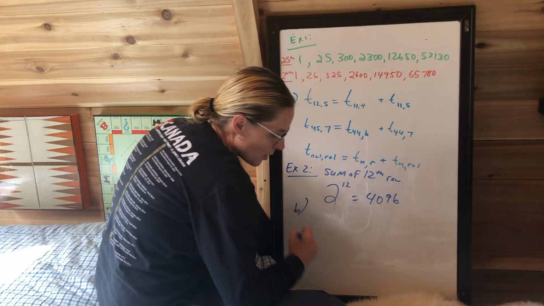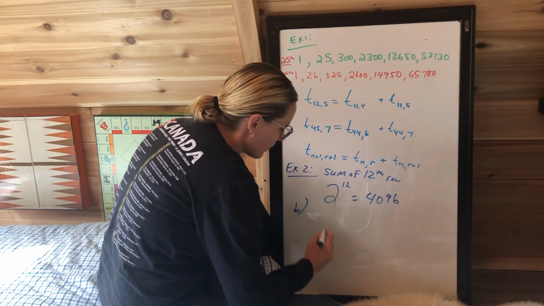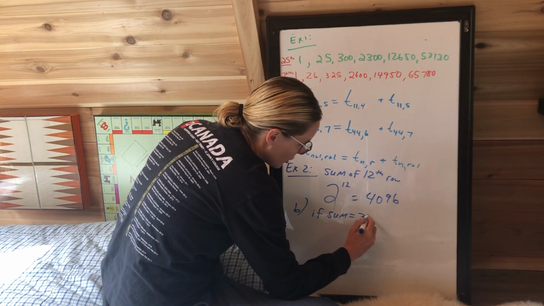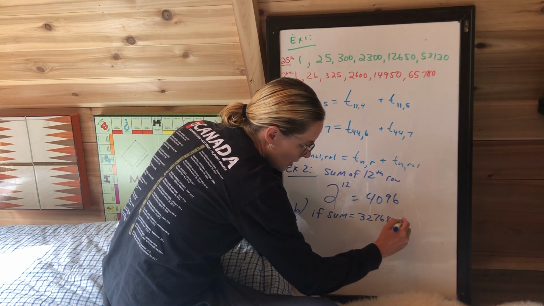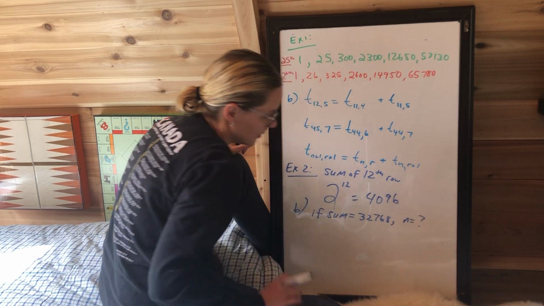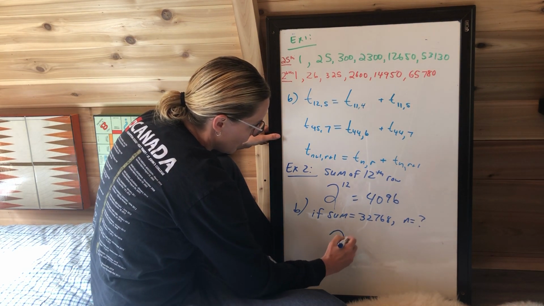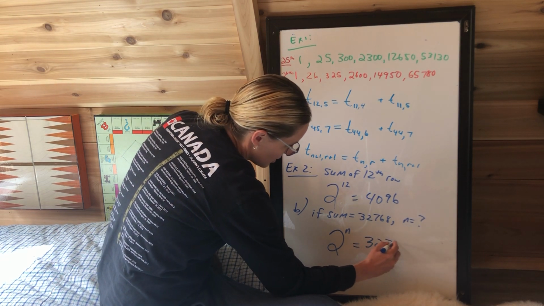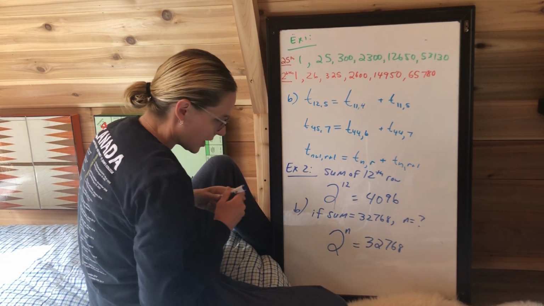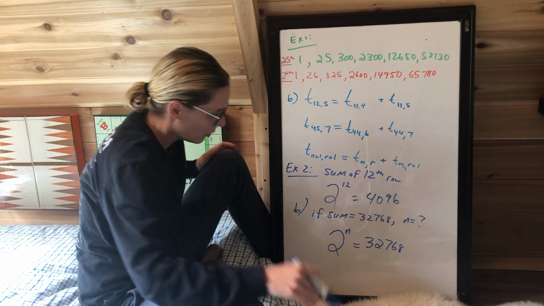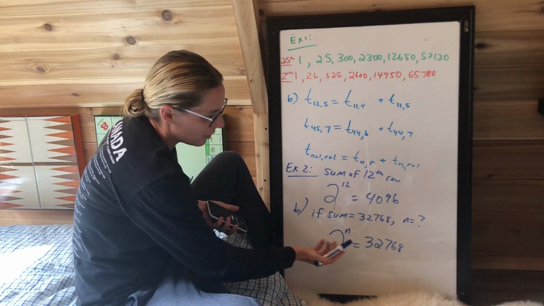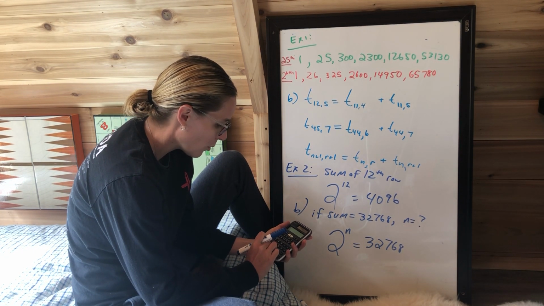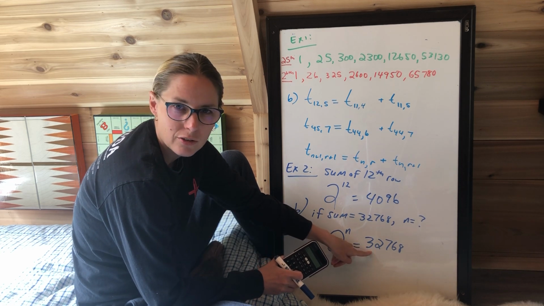Okay? B says, which row of Pascal's triangle has a sum that equals 32,768, then what row number is it? So you're basically saying 2 to some value, and we don't know what it is, we'll call it n, is going to be equivalent to 32,768. Now, if you've taken advanced functions, you'll happily use logarithms. If you haven't, it's just a matter of basically guessing. So you're going to take your calculator and keep guessing different exponents until you get 32,768.